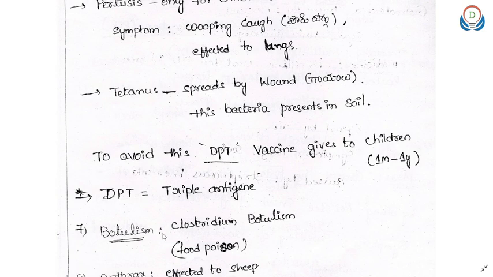What is botulism? It is caused by Clostridium botulinum. It is caused by food poisoning.